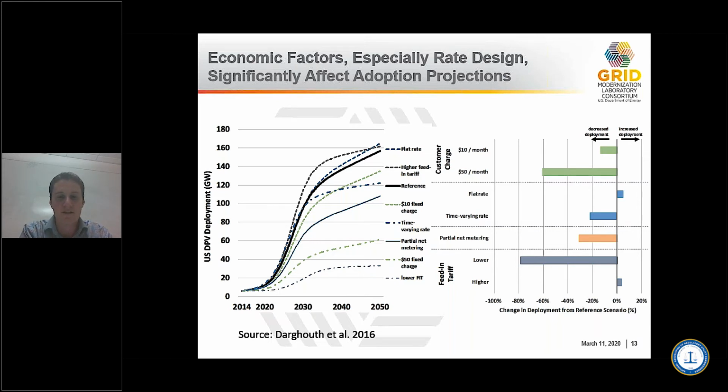So this study looked at what is the relative importance. So many of the aspects that seem to be quite important are fixed charges, minimum charges, and also moving away from purely volumetric charges to those that incorporate more time-of-use components or more demand-based components. Next slide, please.